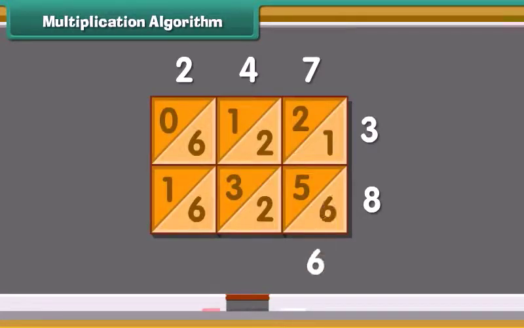Write 6 as it is. 2 plus 5 plus 1 is 8. 6 plus 3 plus 2 plus 2 is 13. We get a 2-digit answer, so we just write 3 below and carry 1 in the next strip. 1 plus 6 plus 1 is 8. Add 1 carry to the answer, we get 9, and 0 is 0.